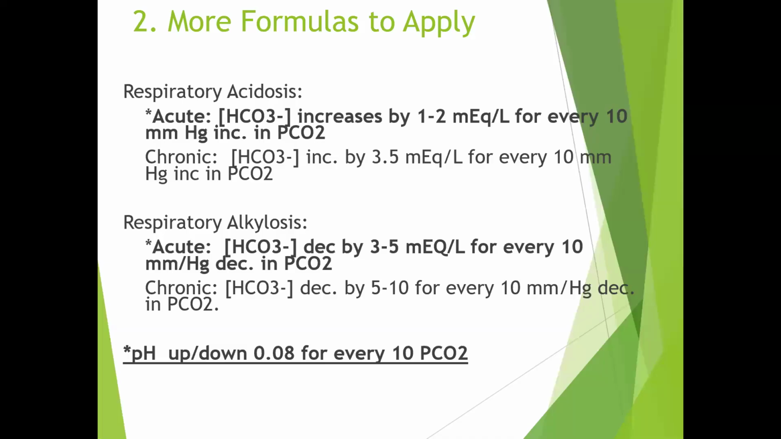3 to 5 for every 10. She had a 30. I'm expecting it to drop. It could be 5. 22 minus 5 is 17. She was a 19. Isn't it chronic? Now I would say 5 or more is more chronic. 3, I'm thinking acute still.